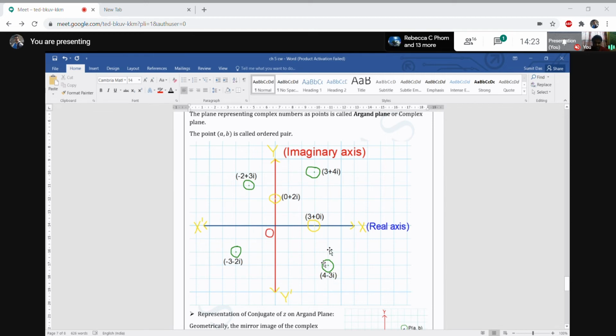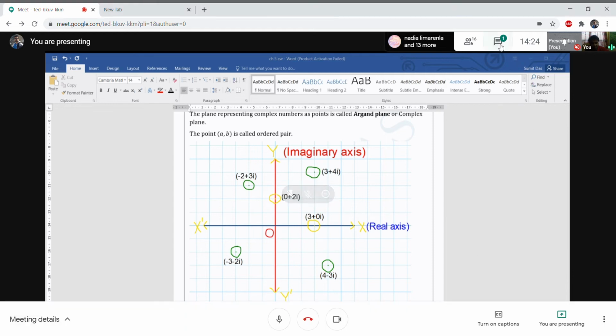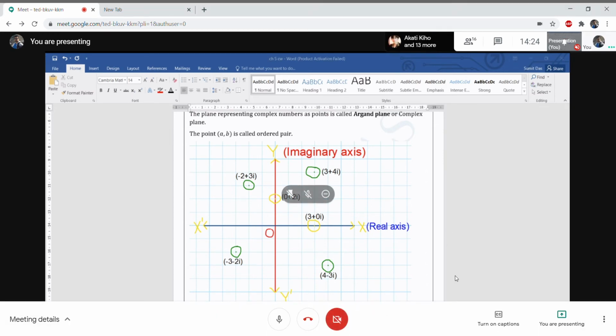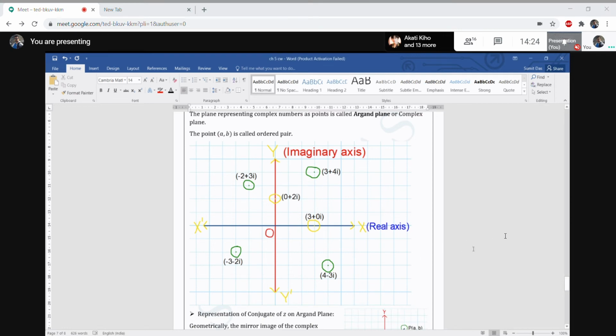Now after that you can ask me how to plot 3 + 0i. Suppose I'm plotting 3 + 0i. So 3, 1, 2, 3, will be here, and for 0 we don't have to go to the imaginary part, right? Because the imaginary part is 0. If you consider 3 + 0i, it is actually just 3, right? And 3 is a real number. So a real number can also be represented as a pure real number in the Argand plane.